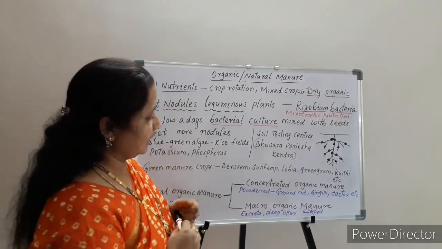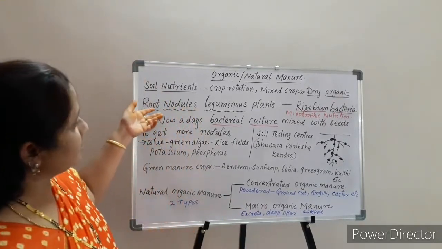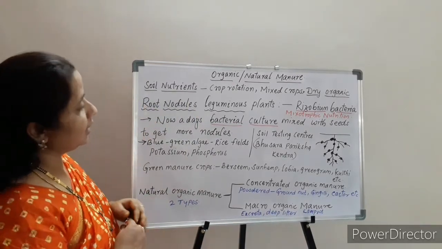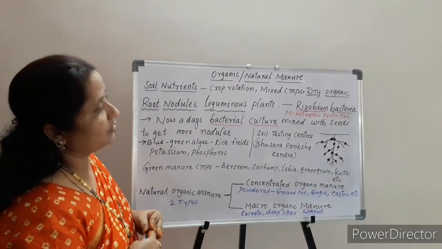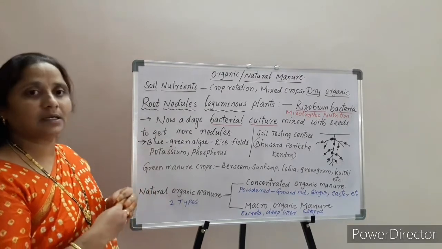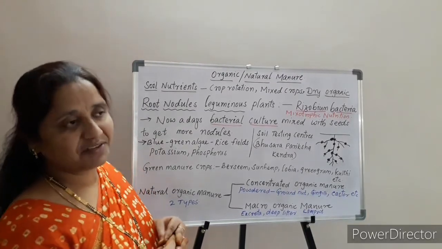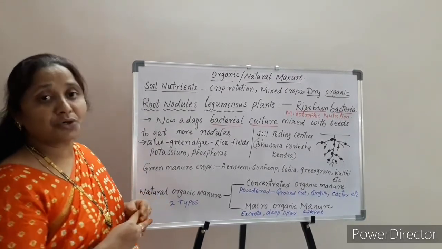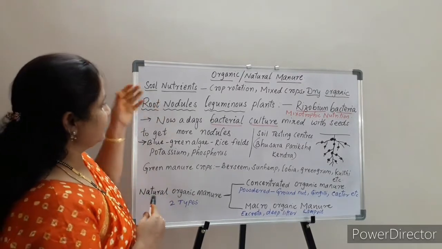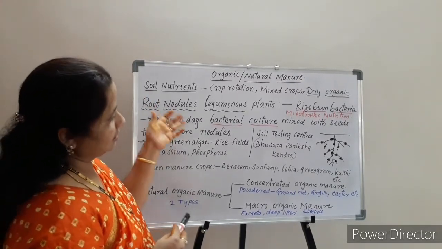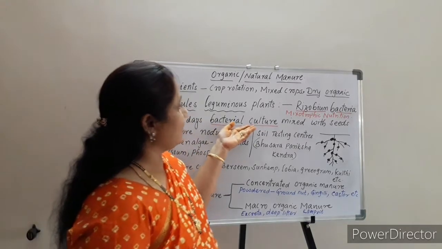the soil. In this way, these root nodules in leguminous plants are helpful not only for increasing the fertility of the soil, they also help in increasing the nitrogen content in the soil, which is a type of macronutrient among the soil nutrients. And nowadays a bacterial culture is also available.